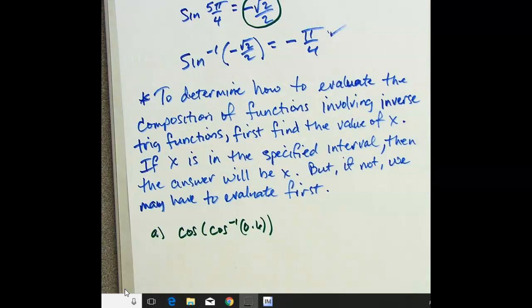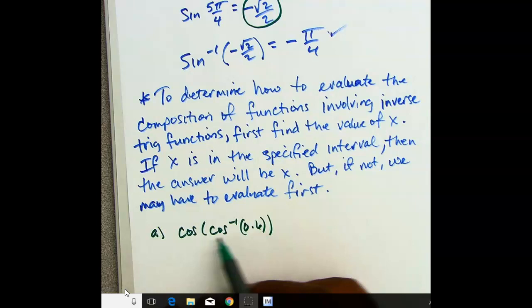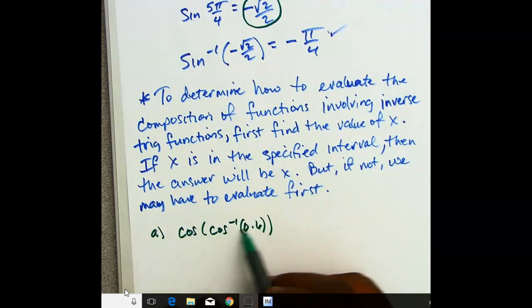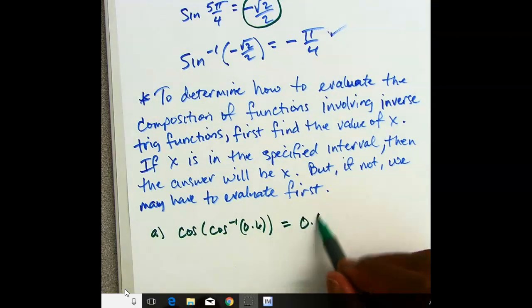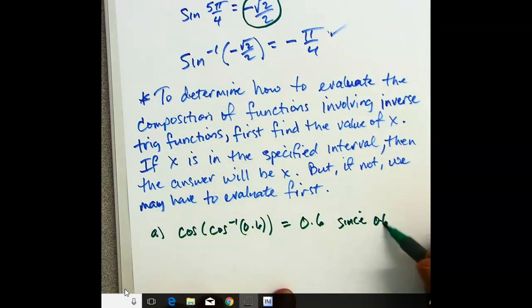Okay, so now let's take a look at this example. The cosine of the inverse cosine of 0.6. So the inverse cosine, its domain goes from negative 1 to 1. So 0.6 is between negative 1 and 1. So the cosine of the inverse cosine of 0.6 is going to just be 0.6, since 0.6 is an element of the set negative 1 to 1.